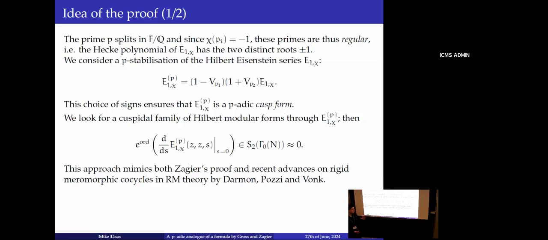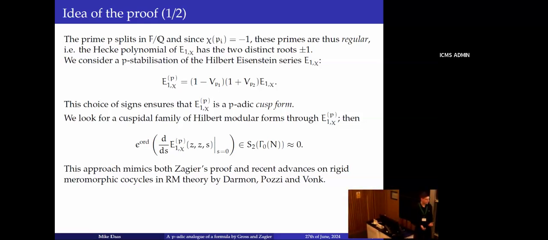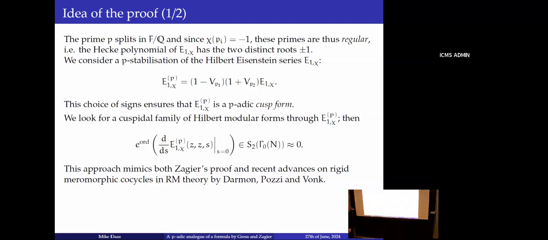And this clearly mimics Zagier's proof, as I explained, but this p-adic approach to this problem has also recently been exploited by d'Armont, Alice Pozzi, and Jan Vonk in their work on rigid meromorphic cocycles in RM theory. But we do it in the CM setting. So it's cool to see that this approach seems to generalize to both worlds in that sense.